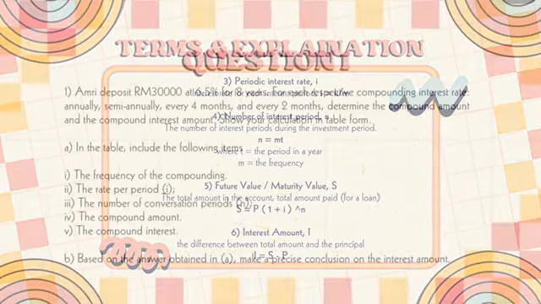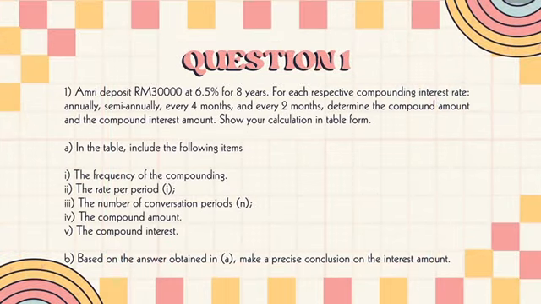We will go through question 1.1. Amri deposits RM 30,000 at 6.5% for 8 years, for each respective compounding interest rate: annually, semi-annually, every 4 months, and every 2 months. Determine the compound amount and the compound interest amount. Show your calculation in table form. Question A says, in the table, include the following items: first, the frequency of compounding, the rate per period, the number of conversion periods, the compound amount, and lastly, the compound interest. And B, based on the answer obtained in A, make a precise conclusion on the interest amount.